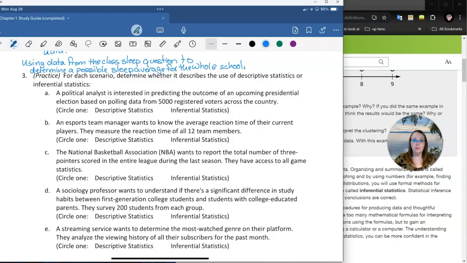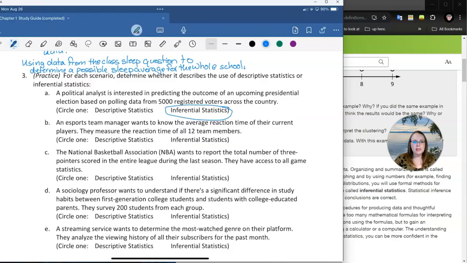So predicting something, that's making an inference. He's got data from 5,000 people, and he's going to use that to predict the outcome of something. So that is inferential statistics. We can't ask everybody who's going to vote how they're going to vote, but asking enough people could give us a good idea of what the outcome might be.